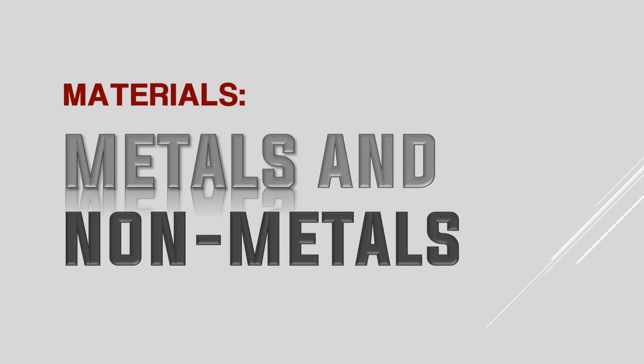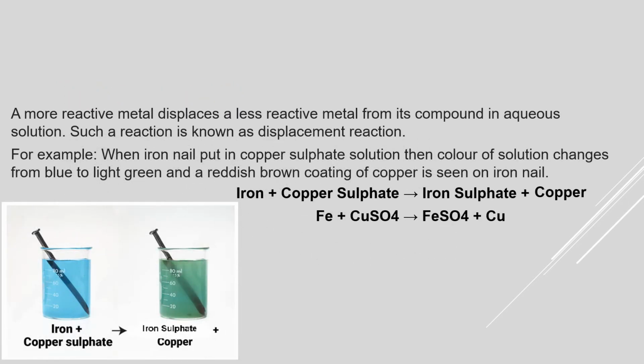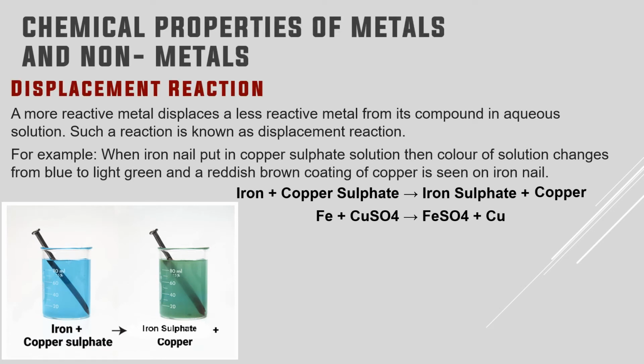Materials, metals and non-metals. In this chapter, we are learning the chemical properties of metals and non-metals. Today we are going to learn the last property, that is called displacement reactions. Let us see what a displacement reaction is. Chemical properties of metals and nonmetals, the last property, that is called displacement reaction.